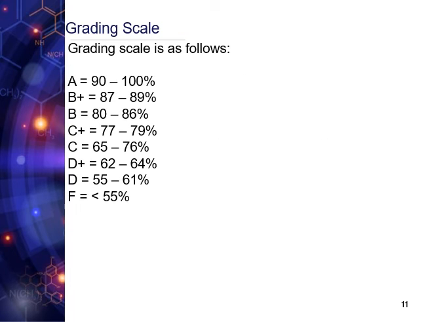The grading scale is as follows: A, 90 to 100%, B plus, 87 to 89%, B, 80 to 86%, C plus, 77 to 79%, C, 65 to 76%, D plus, 62 to 64%, D, 55 to 61%, F, less than 55%.